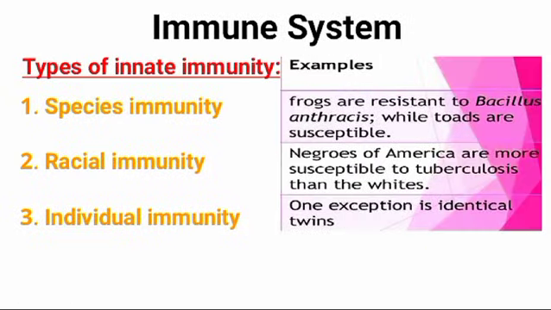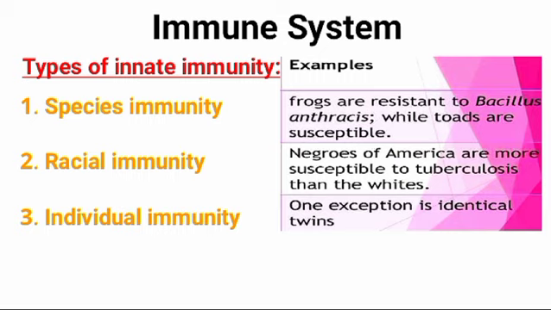Now, the types of innate immunity. There are three types of innate immunity: species immunity, racial immunity, and individual immunity. Species immunity is the total immunity shown by all members of a species against a pathogen. For example, frogs are resistant to Bacillus anthracis, while toads are susceptible.